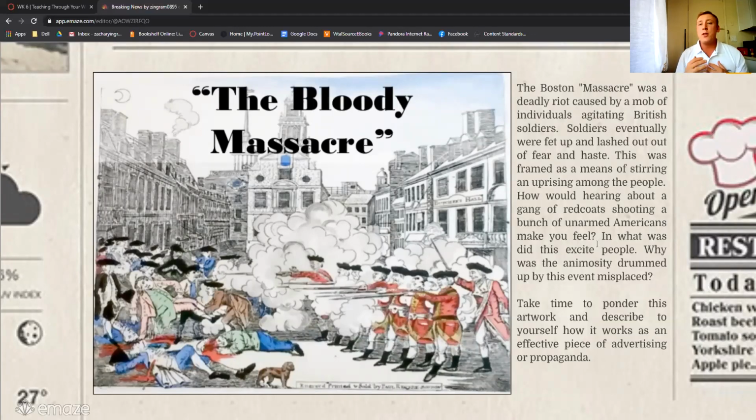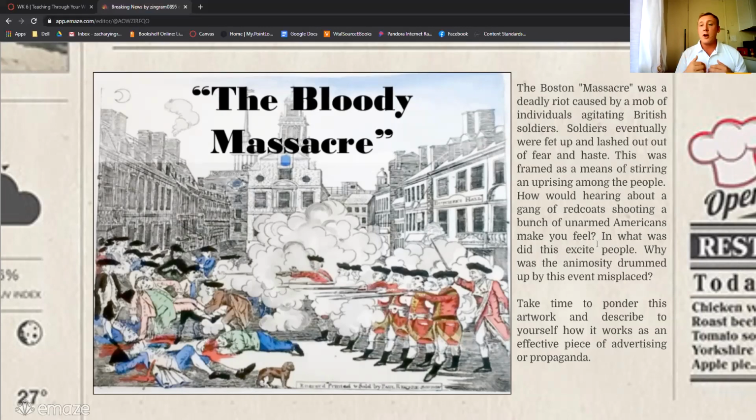redcoats. So the idea that a group of redcoats shot into an unarmed crowd is true, but when we add that little bit of context, you realize that maybe it needed a little bit of reworking within the propaganda department to try to be convincing. And so that's what actually happened here.